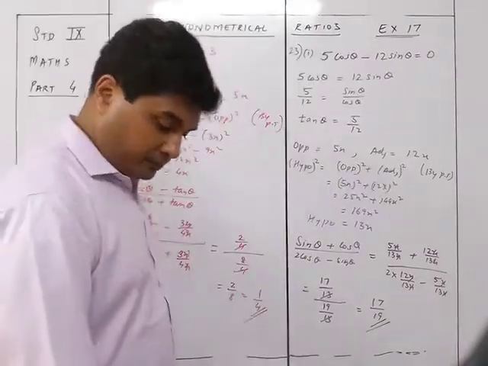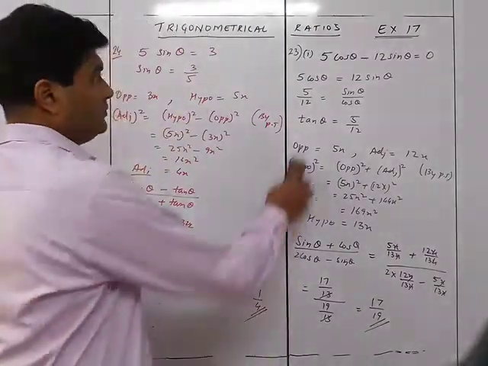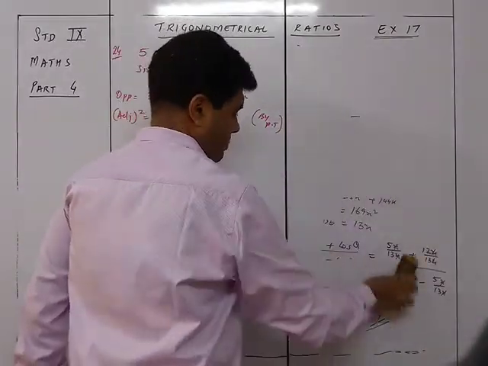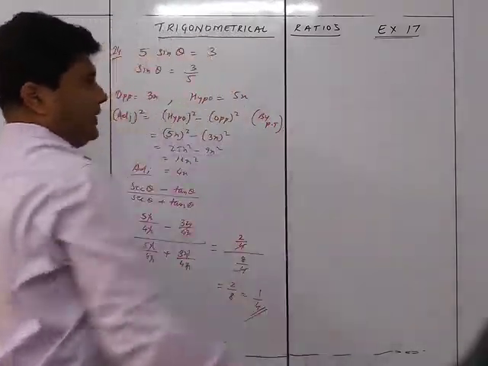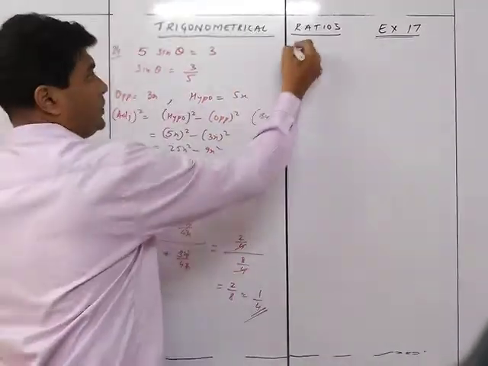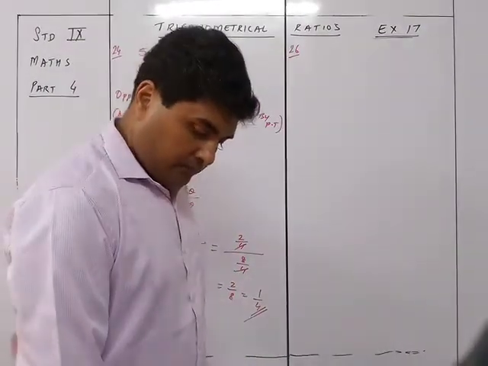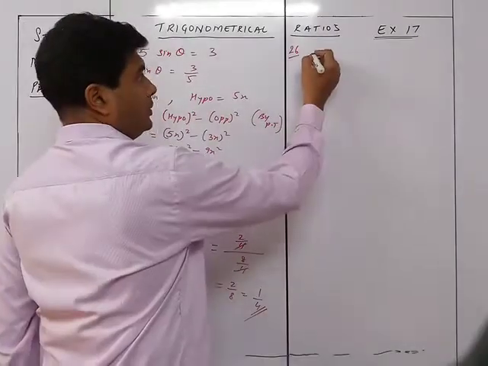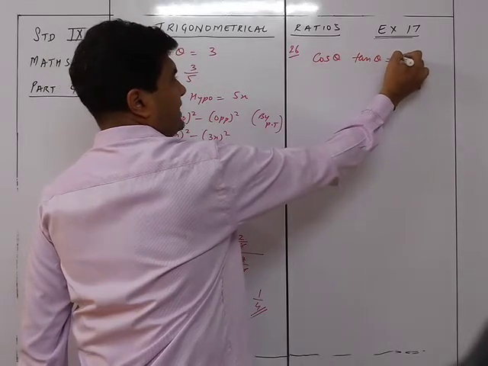Easy sum. Next is sum number 26. We have got 3 sums in it. We'll do the first and the third. Right, so that's sum number 26. Prove that cos theta tan theta is equal to sin theta.